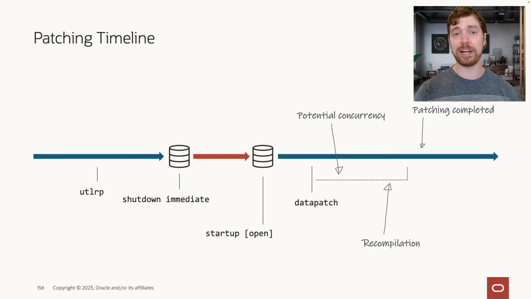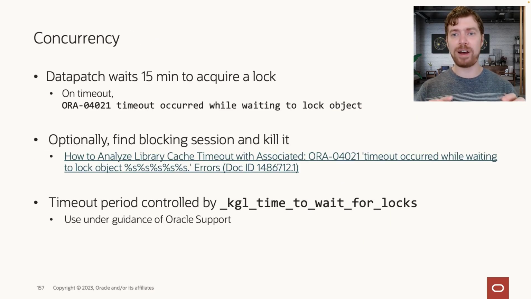For example, let's say a user is using DBMS_STATS to gather statistics of a given table. And at the same time, Datapatch is trying to replace this package with the newer patched version of it. So in that case, we will have a concurrency, and what Datapatch will do is it will try to acquire a lock for 15 minutes. And if it cannot get that object after 15 minutes, then it will have an error and timeout, okay?